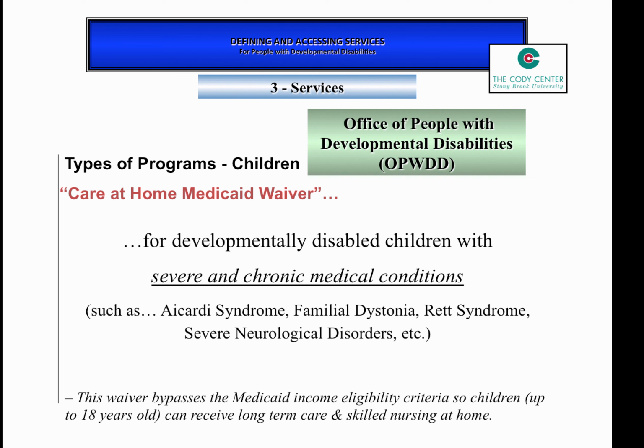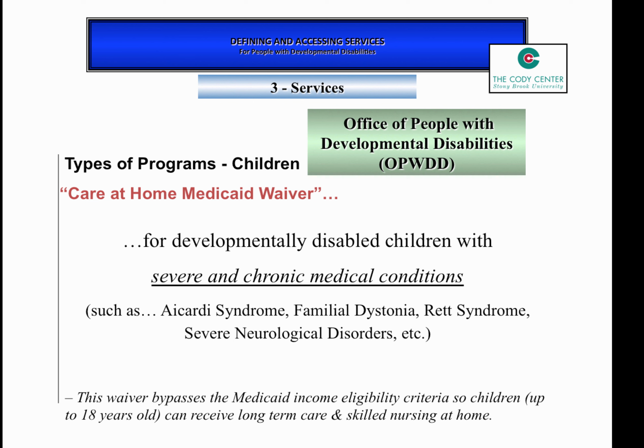Okay, so we're still talking about services. In addition to our IDEA services that flow through the school district to the child, we also have services through the Office for People with Developmental Disabilities. OPWDD is run by the state of New York, but it has regional offices. And through the regions, they offer specific services to qualified children with developmental disabilities. Remember, we talked about the definition of what it is to be a child with a developmental disability under that Developmental Disability Bill of Rights. And for certain types of children, there are services that are available through OPWDD.